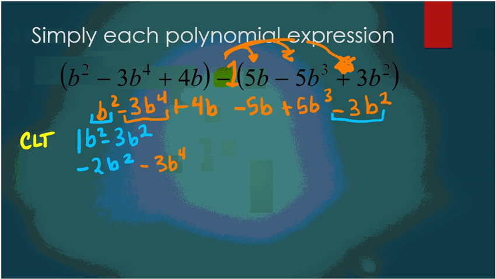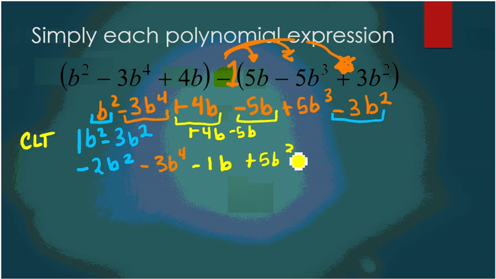Now we're going to move on, and we're going to look at plus 4b. Is there another b term? Yep, minus 5. Okay, so that's plus 4b minus 5b, which becomes negative 1b. 4 minus 5 is negative 1. And then we're left with this last little one, only 5b cubed. So 5b cubed.